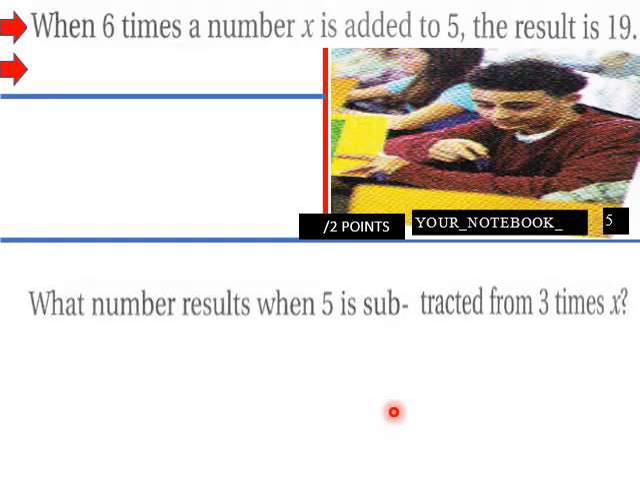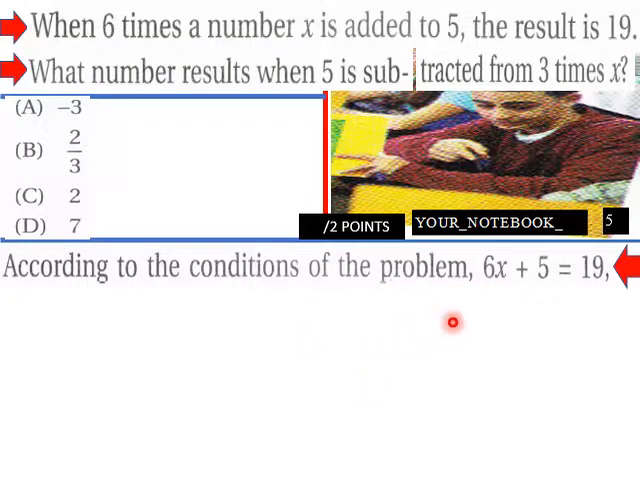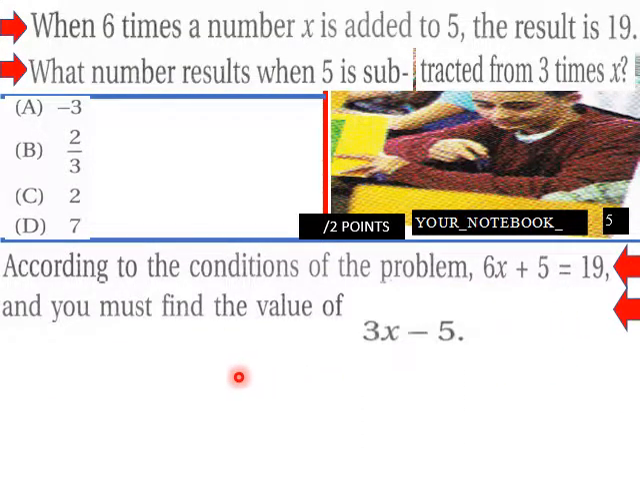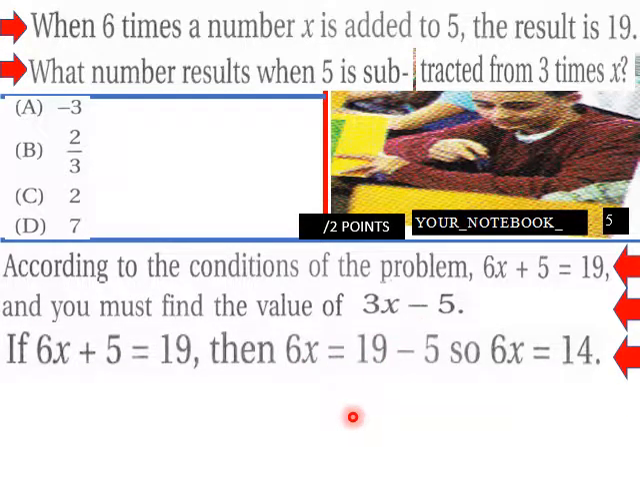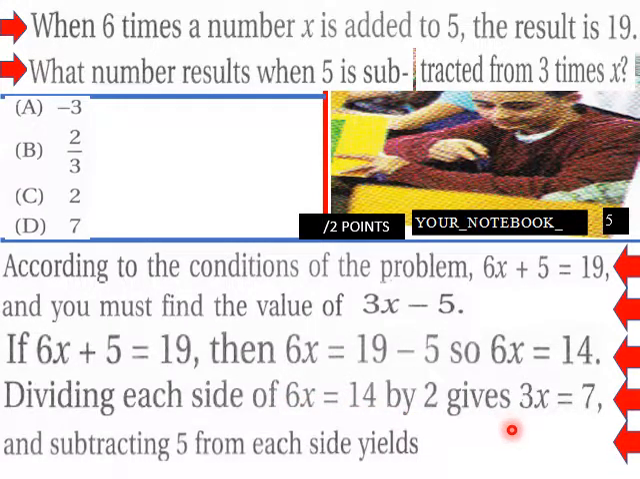Then page 5 of our lesson. When 6 times the number x is added to 5, the result is 19. What number results when 5 is subtracted from 3 times x? According to the conditions of the problem, that is our equation. You must find the value of 3x minus 5. If 6x plus 5 equals 19, then 6x equals 14. Dividing each side by 2 gives us 3x equals 7. And subtracting 5 from each side, 3x minus 5 equals 2. So it will be here. This is one of our answer choices.